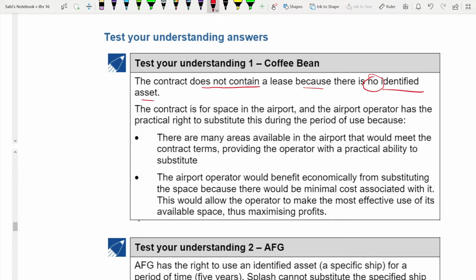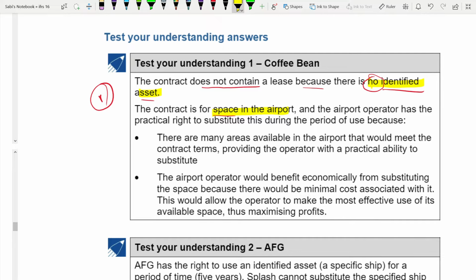So the contract is for space in the airport. Now it could be any space. They didn't say this space only. So number one reason, no identified asset. I will highlight the points for you. After saying no identified asset, you need to link it to the case study given to you. The case study talked about space in the airport, so you also have to write space in the airport in your answer. It's not another point. It's just the explanation of the first point.